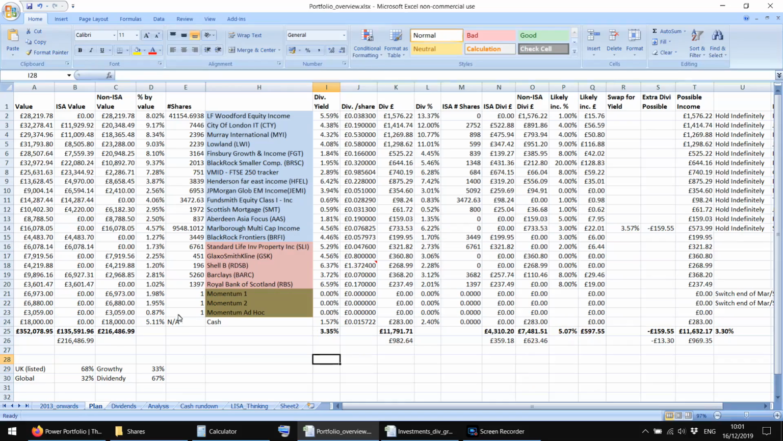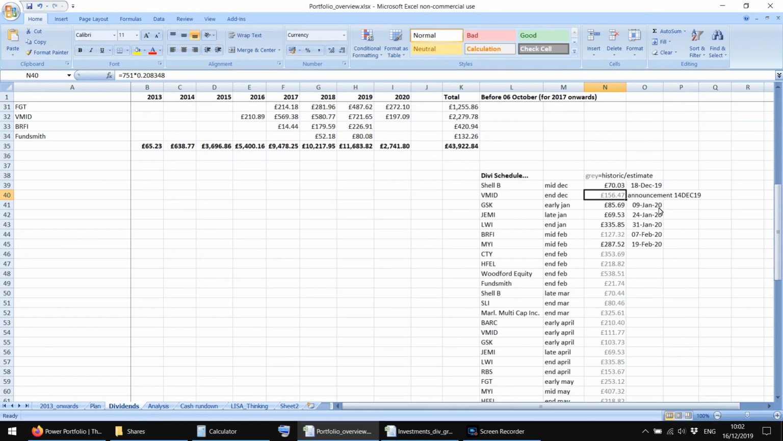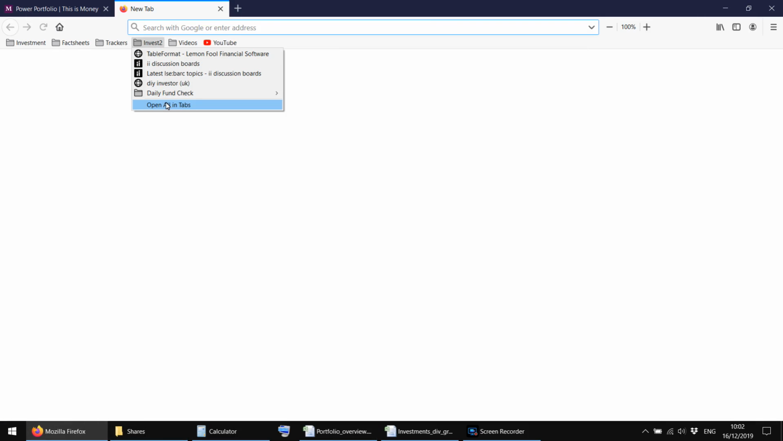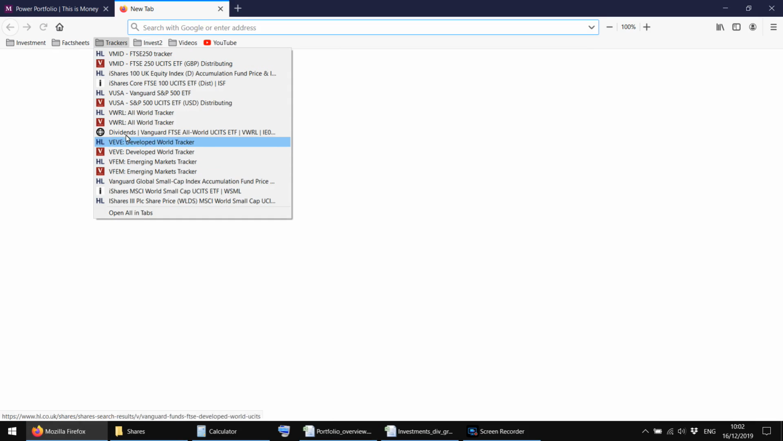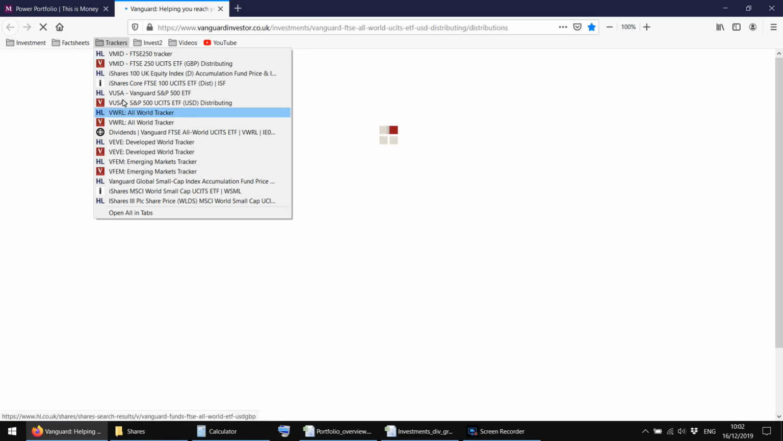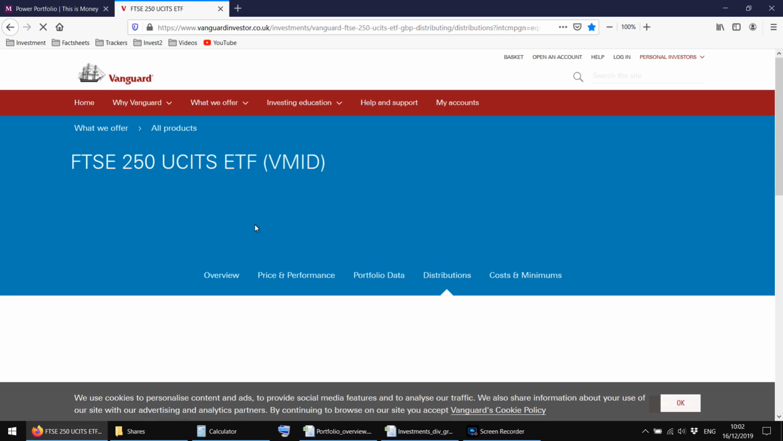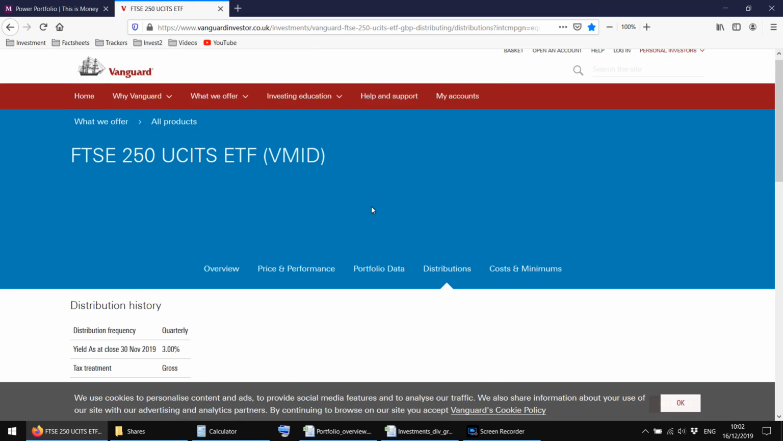The bit of housekeeping. So just see here it says for the FTSE 250 tracker, I've written a note that the announcement will be on the 14th of December. So I should be able to find out what the dividend is going to be at the end of December for this one. So if we go to the tracker, I go to their website. Sorry, that was the wrong one. I'm on VMID, aren't I? I've got little bookmarks for each one on the Vanguard website.